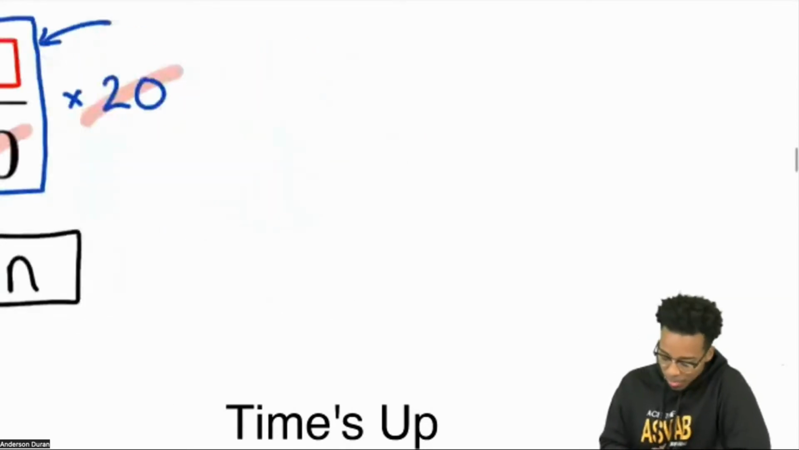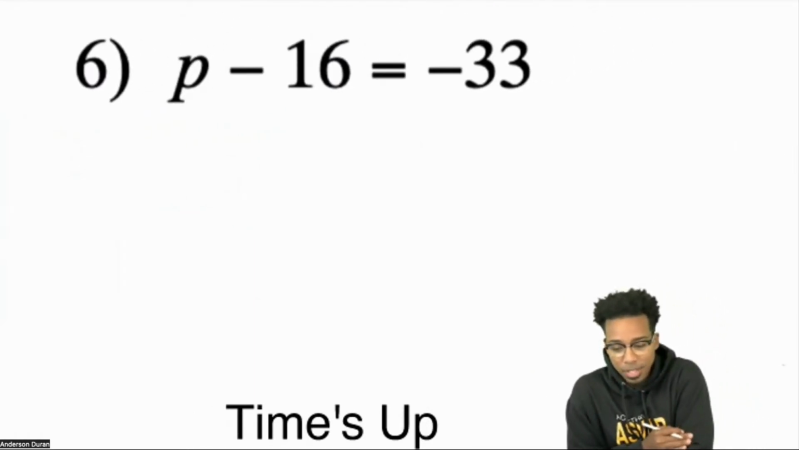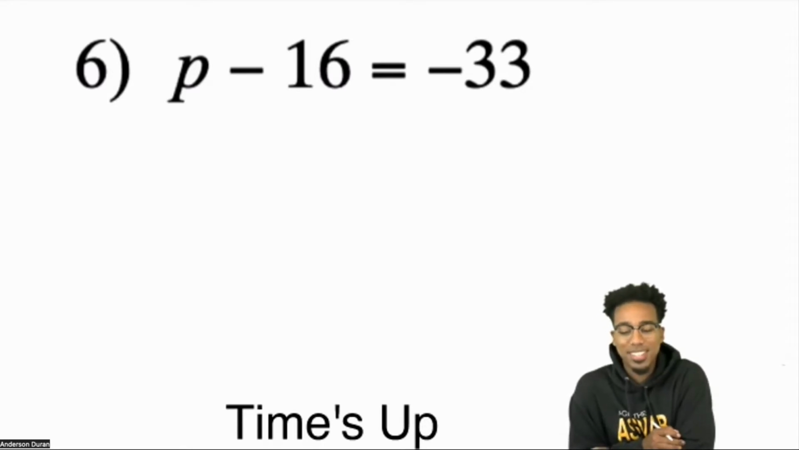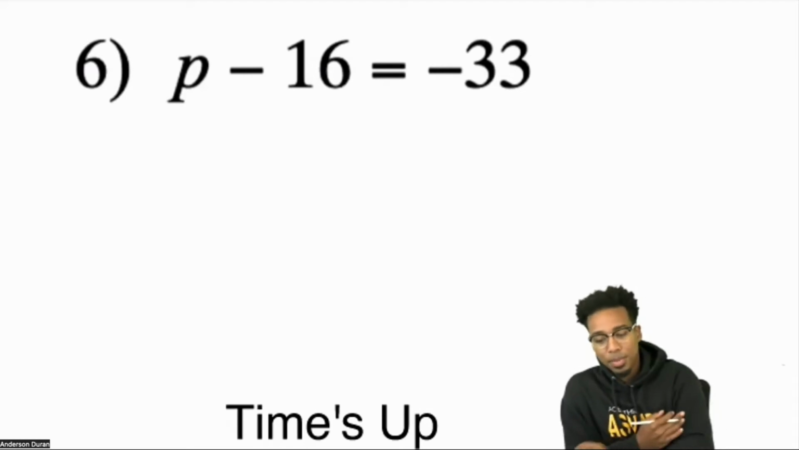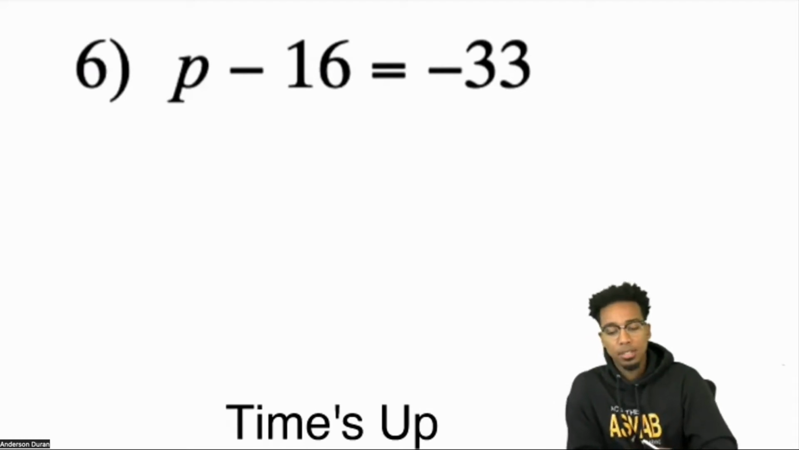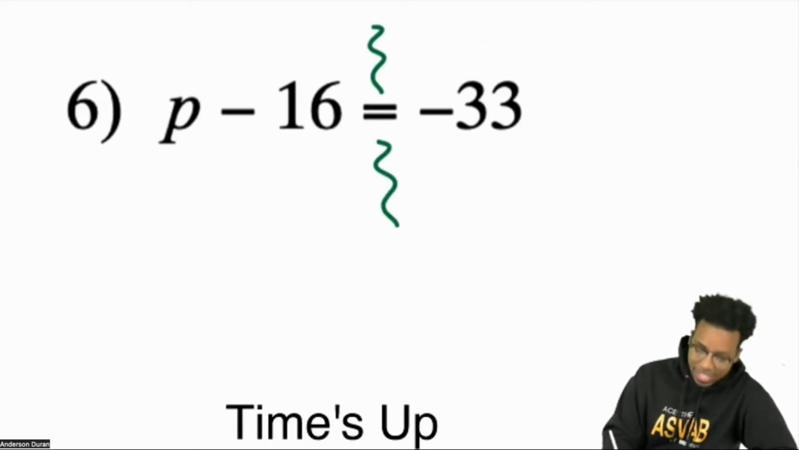All right. Number 6, let's take a look here. P minus 16 equals -33. If you had a brain for the number 7, don't worry, I got you. So P minus 16 equals -33. All right, everybody, what is currently happening to that P? Why is it not by itself here?